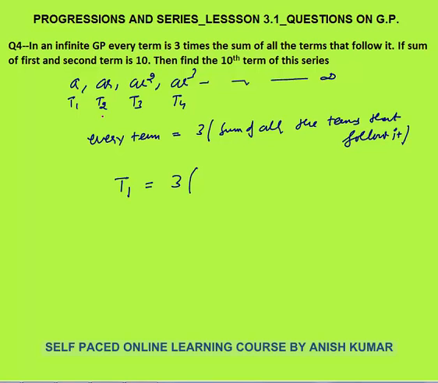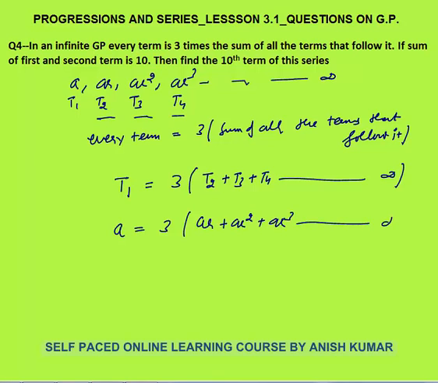What are the terms that follow? Following is behind the first term. This is term number 2, 3, 4 up to infinity. So the sum of all the terms that follow it will be T2 plus T3 plus T4 up to infinity. These are the terms that are following the first term. The first term is A, this is 3 times. Second term is AR, AR square, AR cube up to infinity.